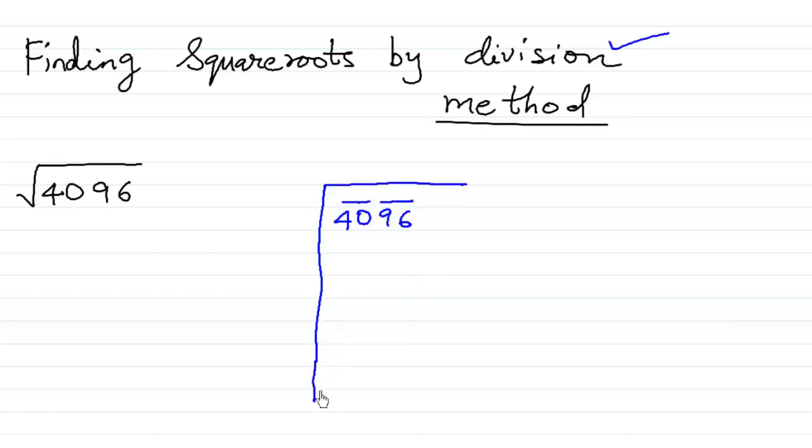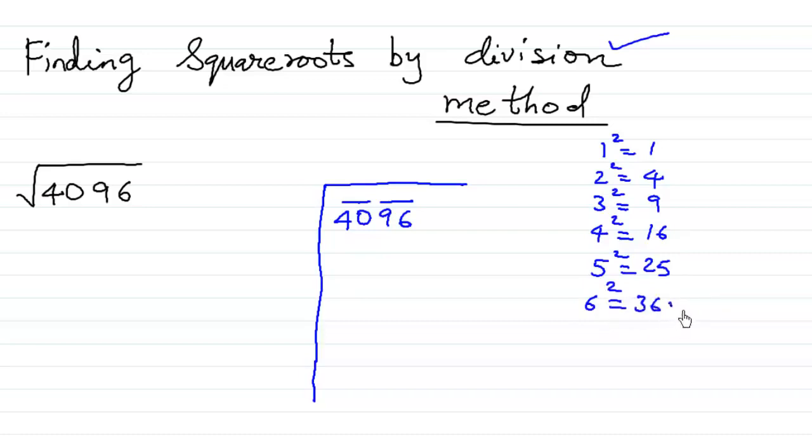And then starting with the number 40, we need to find a perfect square just less than 40. For instance, 1 square is 1, 2 square is 4, 3 square is 9, 4 square is 16, 5 square is 25, then 6 square is 36. This is a little less than 40, because 7 square will become 49. So we shall be using 6 square equals 36, a perfect square a little less than 40. So we'll be writing 6, 6.